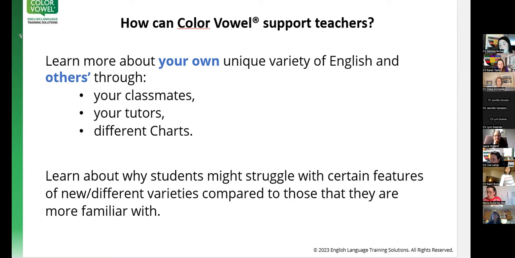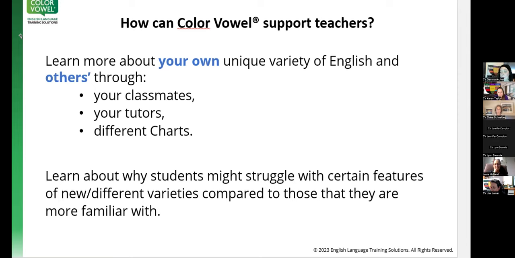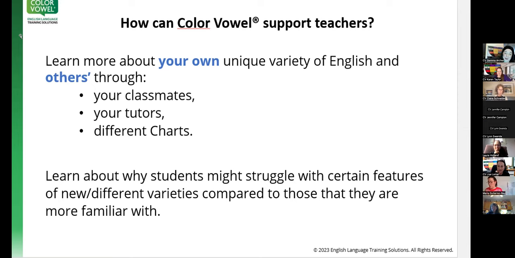This ability to compare and contrast, you know, how do we say it in New Zealand? How do we say it in North America or Canada or Japan or Scotland? That's incredibly useful and rich. You learn from your classmates, from your tutors, and from the different charts. So it's an incredibly useful and wonderful experience to go through as a professional.